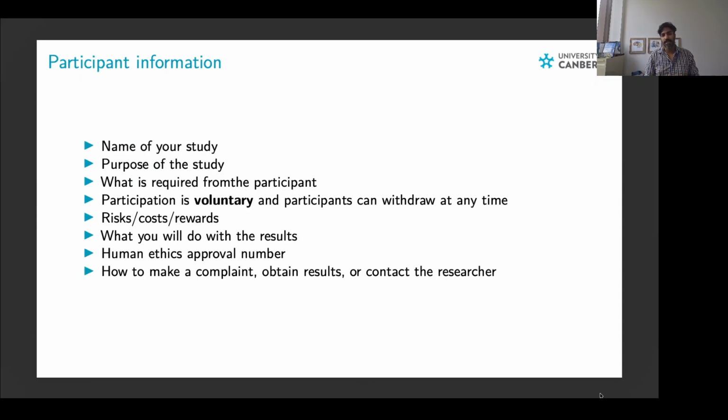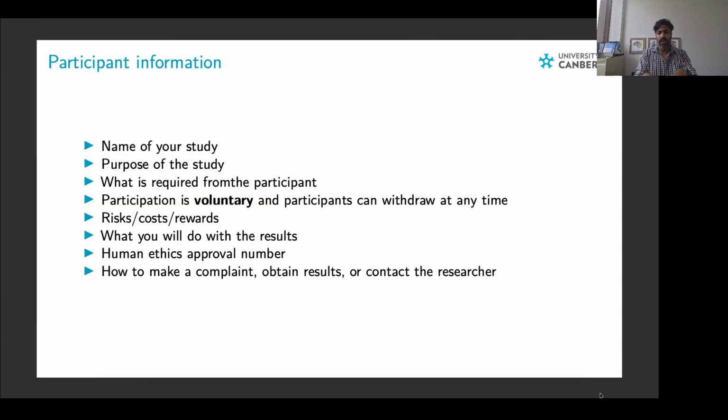So for the participant information, you're looking for the name of your study, the purpose of the study, what's required from the participant, emphasizing that participation is voluntary and participants can withdraw at any time. So throughout the process, they feel comfortable to withdraw. Risks, costs, rewards of the survey, what you're going to do with the results.